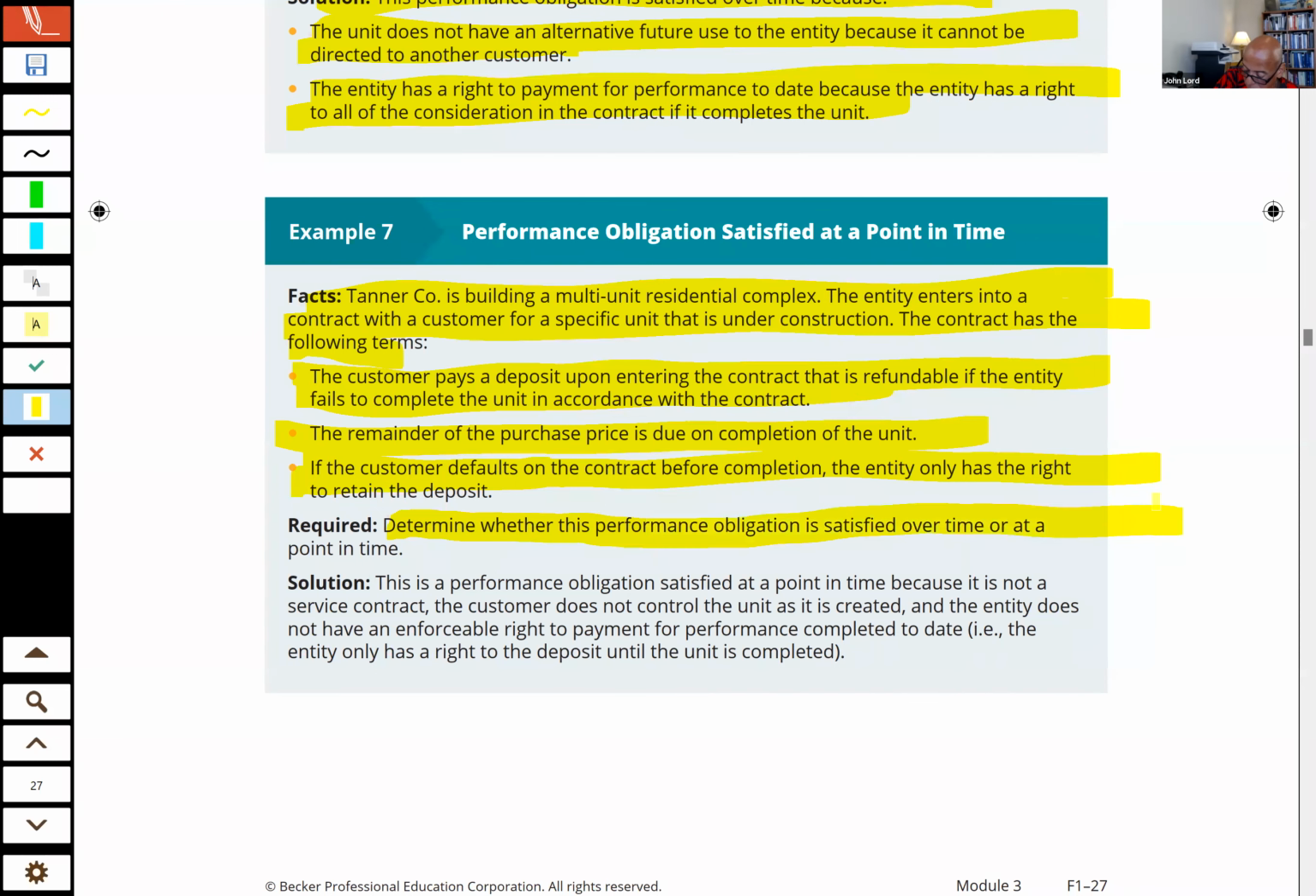Determine whether the performance obligation is satisfied over time or at a point in time. This would be what? At a point in time. When they give you the keys, okay, they go and you cut that little ribbon or whatever it is they do, if you do, that's when they can recognize the revenue.